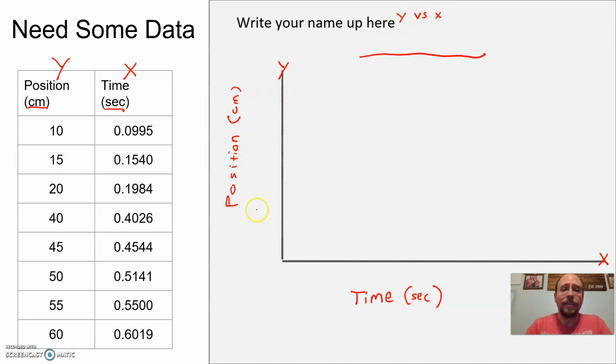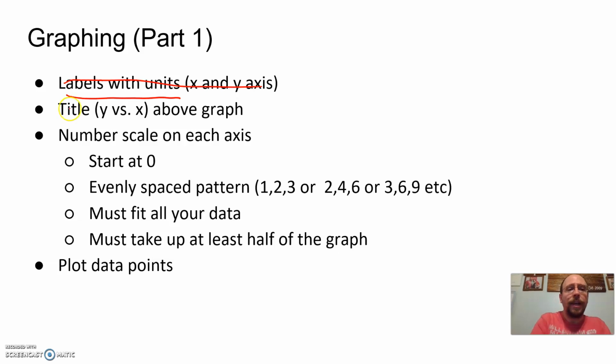Well, on our y-axis, we actually labeled the position. So we started off position versus whatever's labeled on the x-axis. In this case, it's time. You don't need units up in your title, but our titles always go y versus x. And so in this case, it's position versus time. That's it. Make sure you have that on your graph. Awesome. So we got the title.